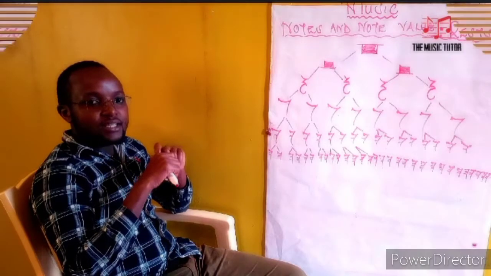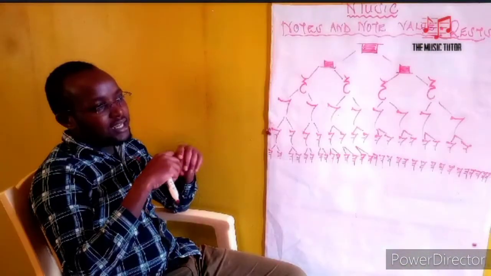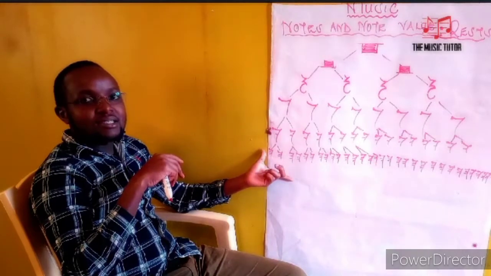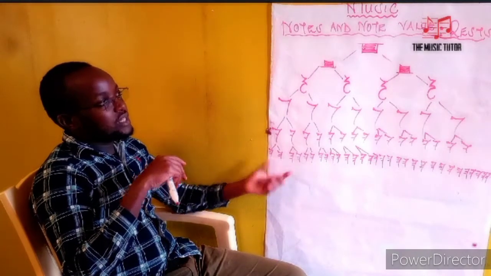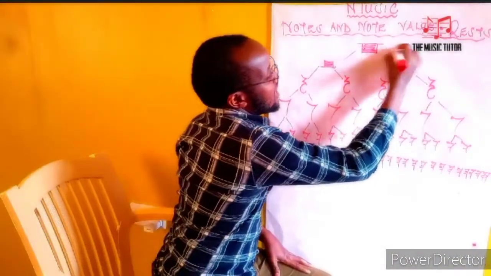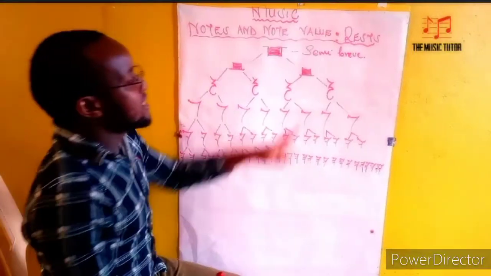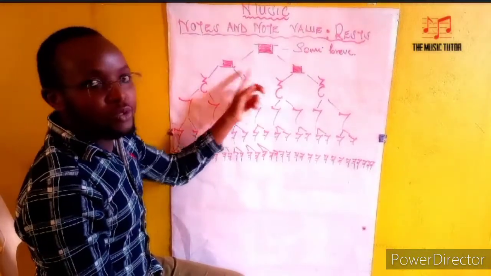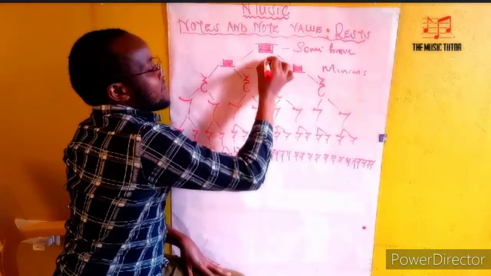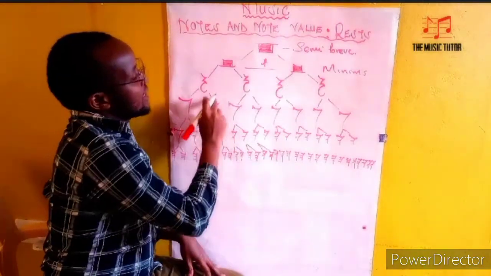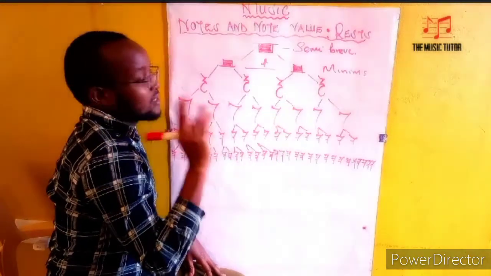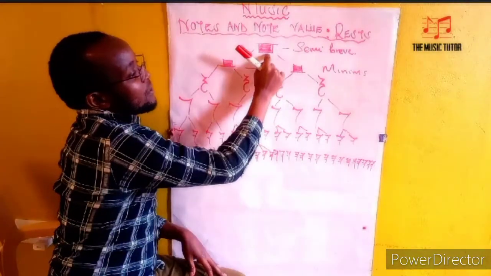The rest factor tree. The same way we had looked at the notes factor tree, we can try to look at the rests factor tree. Look, at the top here, we have the rest of a semi-breve. The semi-breve is made up of two minims. These two minims, they make up the semi-breve. These are four crochet rests. They make up the semi-breve.